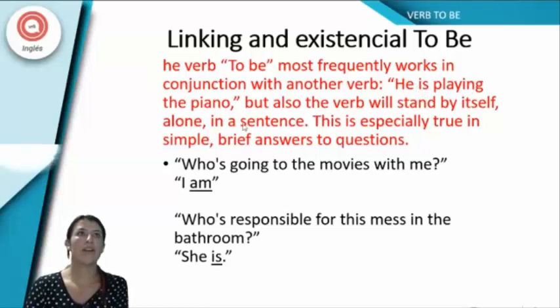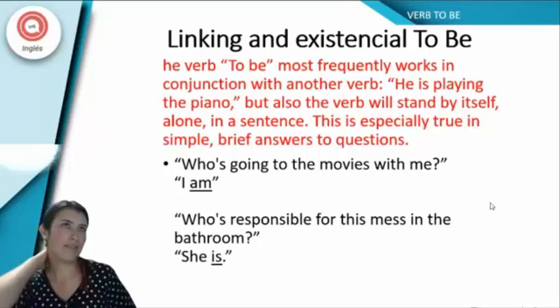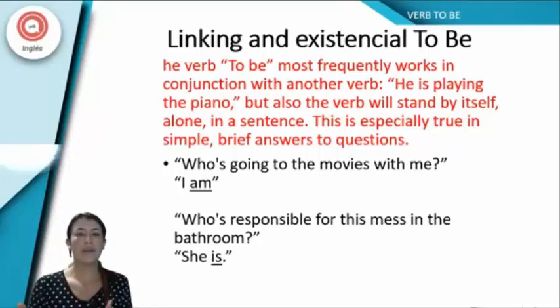You see? Verb to be, and we have another verb to complete. So he is playing the piano. Yeah, so he is playing the piano. But also the verb will stand by itself. So in some cases, verb to be will need another verb to complete the idea. But not in all of the cases. There are some cases in which you talk about existence, in which you don't need to put any other verb. Just verb to be is enough to explain the situation.